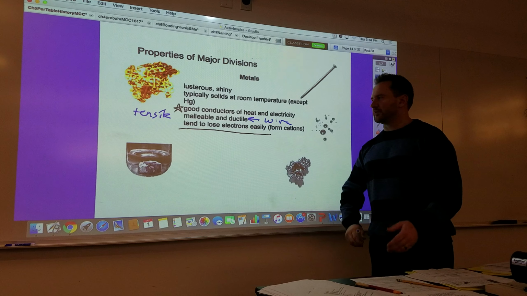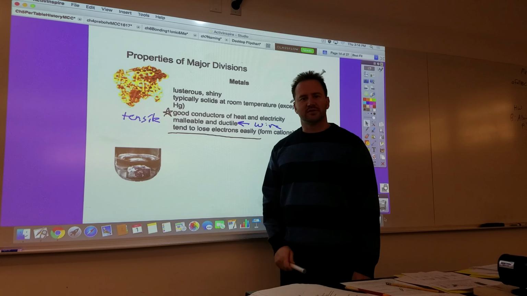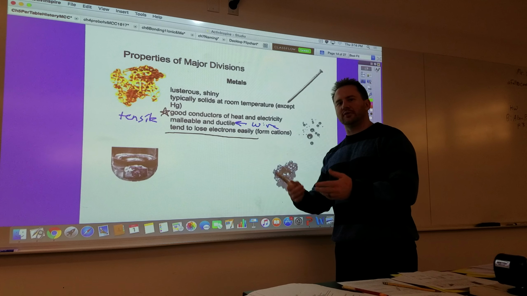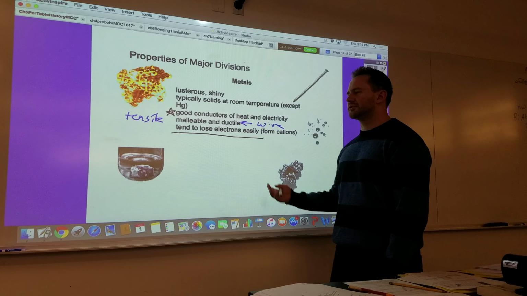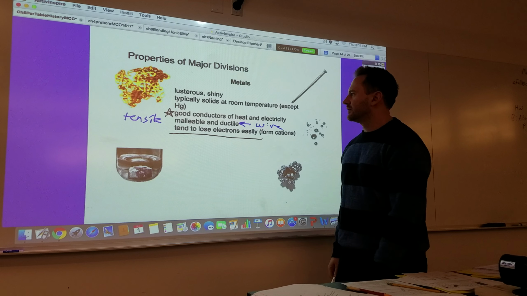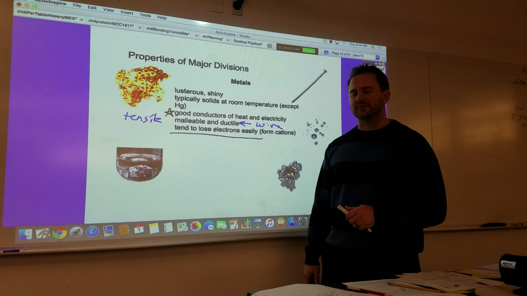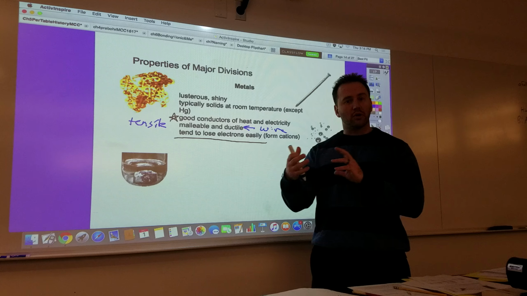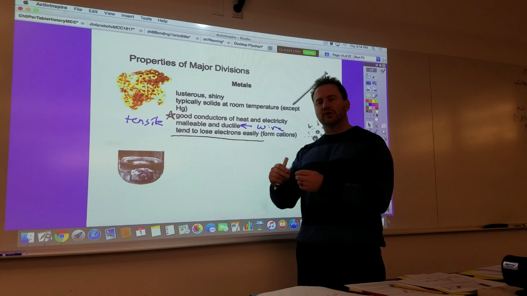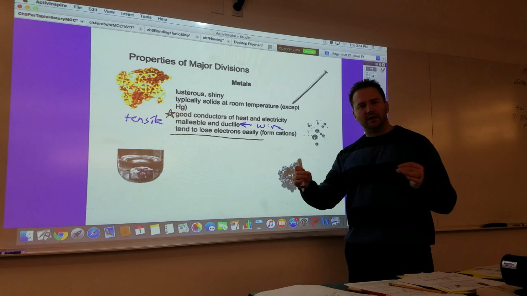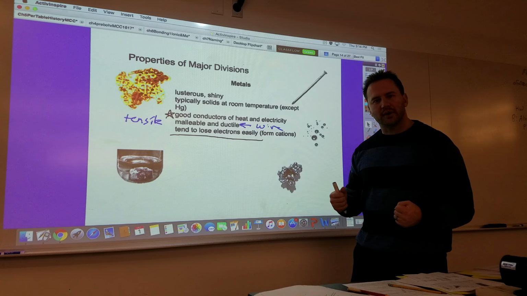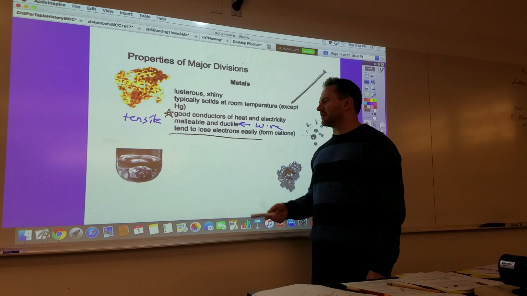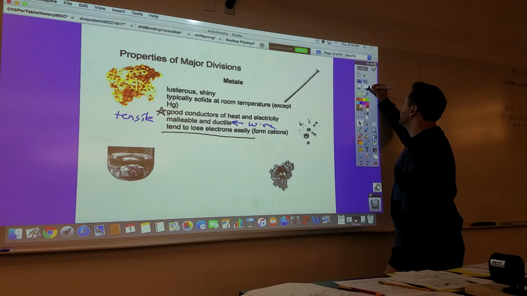Now, properties of metals. One, they're lustrous, they're sheeny. They give a nice glow, they reflect light, the photons that hit them. They're typically solids at room temperature with the exception of mercury. They're good conductors of heat and electricity, and they're malleable. You can mold them, you can make them into thin sheets. They're ductile, you can make them into wire. And they have great tensile strength. It's hard to pull them apart. And they tend to lose electrons easily, like we said.